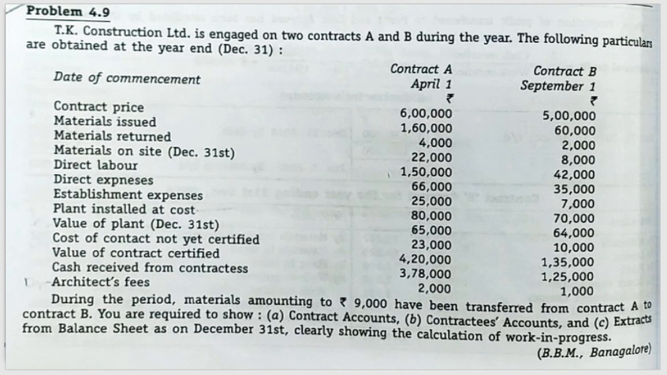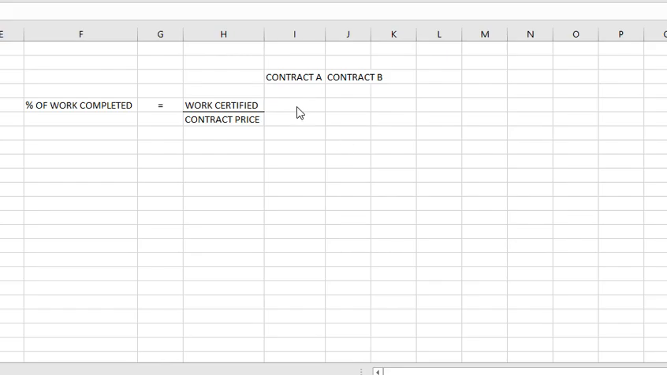So work certified, which is 4,20,000, divided by the contract price of 6 lakh as per the question, will give you 0.7. Multiplying by 100 to find the percentage, it is 70%.